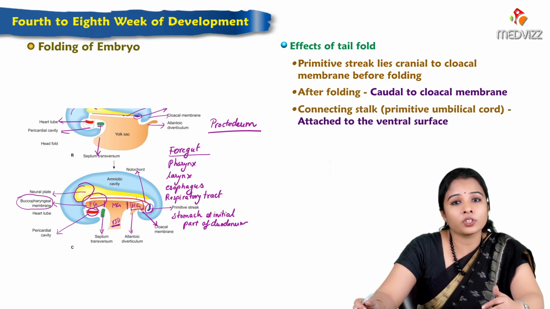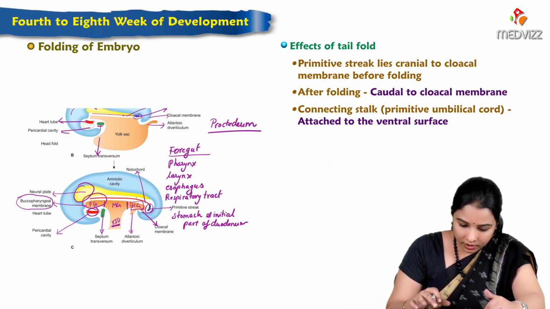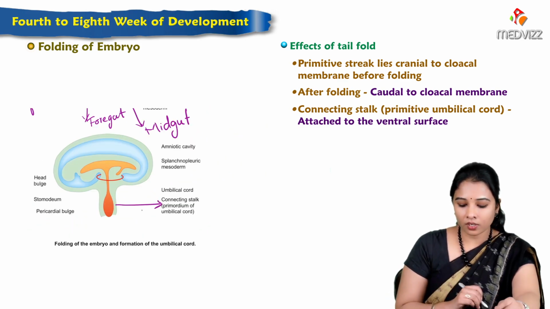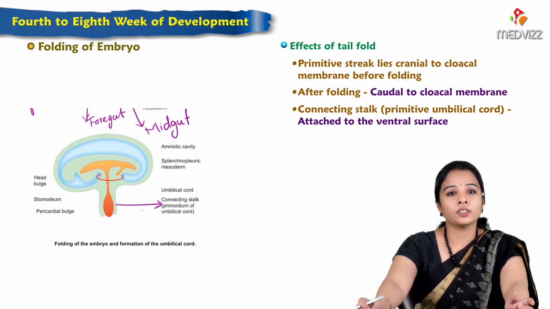The connecting stalk, that is the primitive umbilical cord stalk, is attached to the ventral surface. You can see the connecting stalk which is attached to the ventral surface after forming the tail fold.